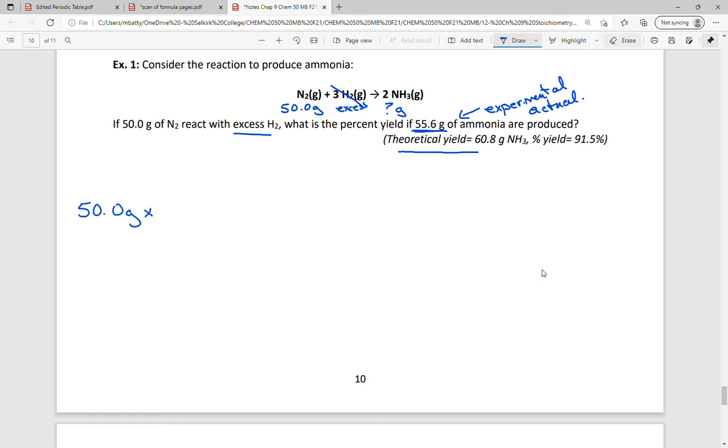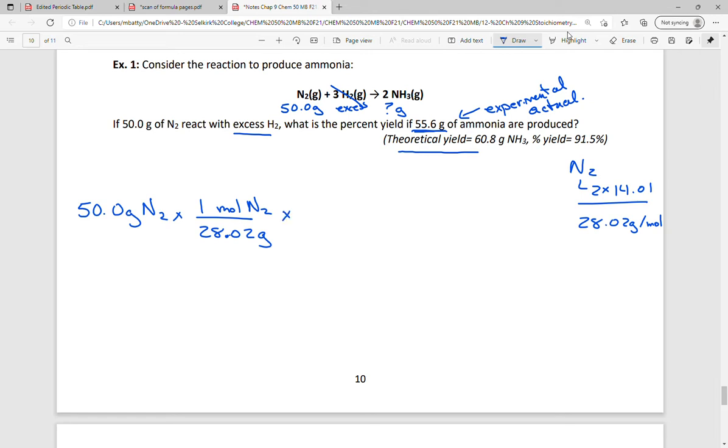And I'll be complete with my unit factors so I don't make a mistake. N2. I'd have to convert to mass of nitrogen gas, so N2 is just 2 times the 14.01. So a total of 28.02 grams per mole. So 1 mole of nitrogen gas would be 28.02 grams. So that'll tell us how many moles of that we have.